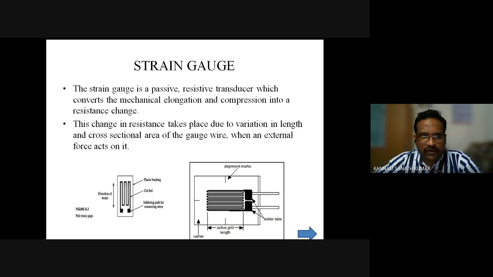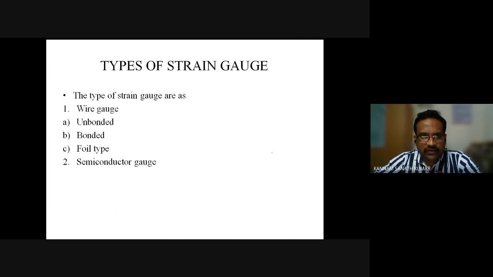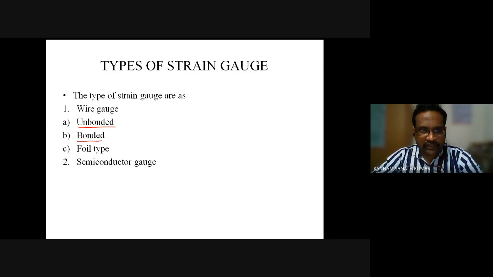The change in resistance takes place due to the variation of length and cross-section area. Okay, so there are three types of strain gauge: unbonded, bonded, foil type, and semiconductor gauge. In our syllabus you have unbonded and bonded. So today we'll see the derivation for the strain gauge.